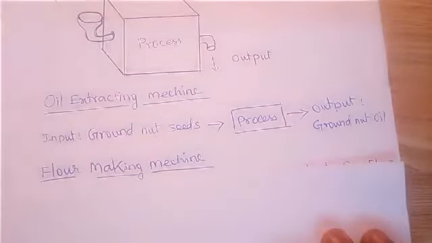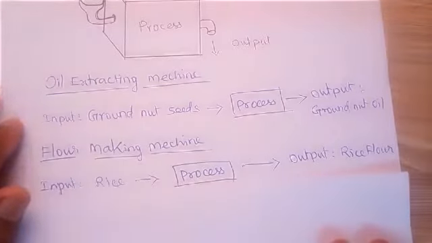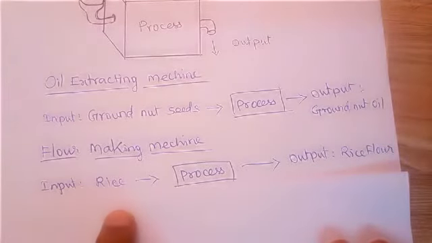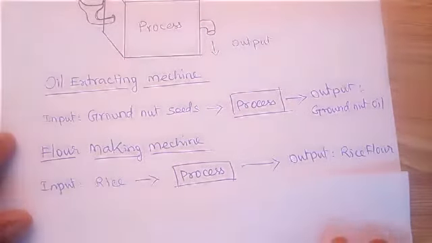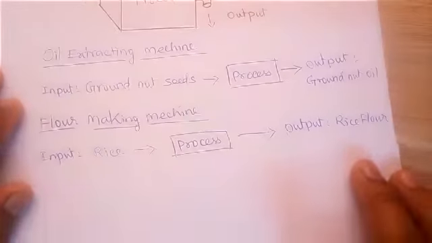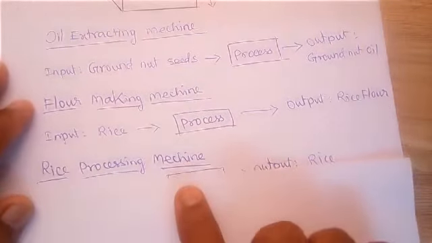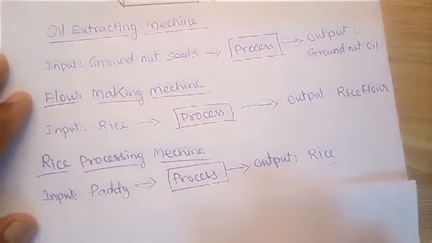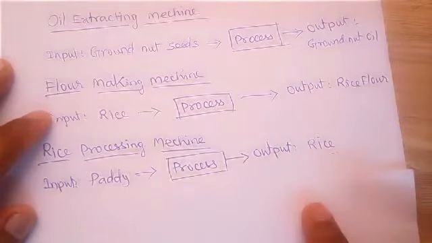Suppose the machine is a flour making machine. Rice may be given as input to this machine. The machine processes that and produces rice flour as output. Suppose the machine is a rice processing machine. Paddy may be given as input to this machine. The machine processes that and gives rice as output.